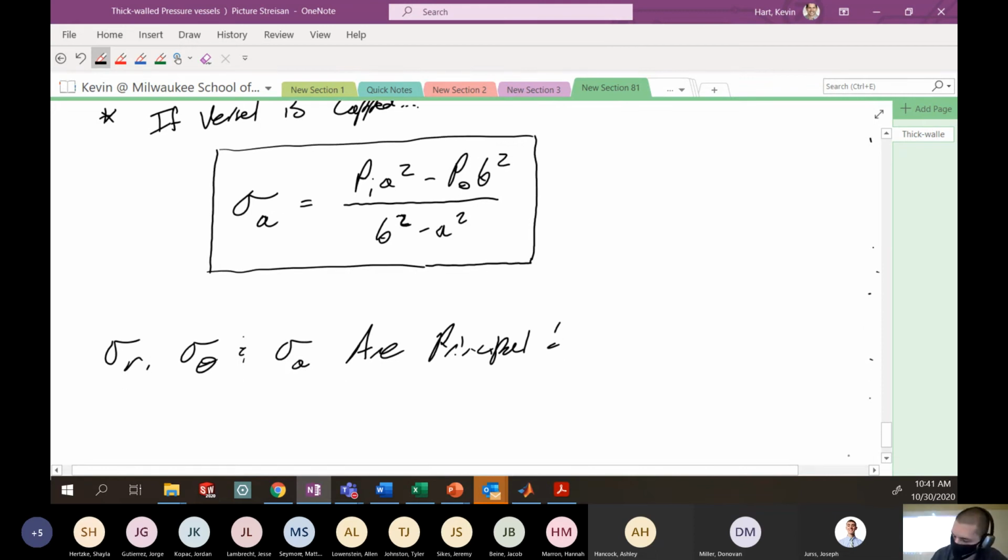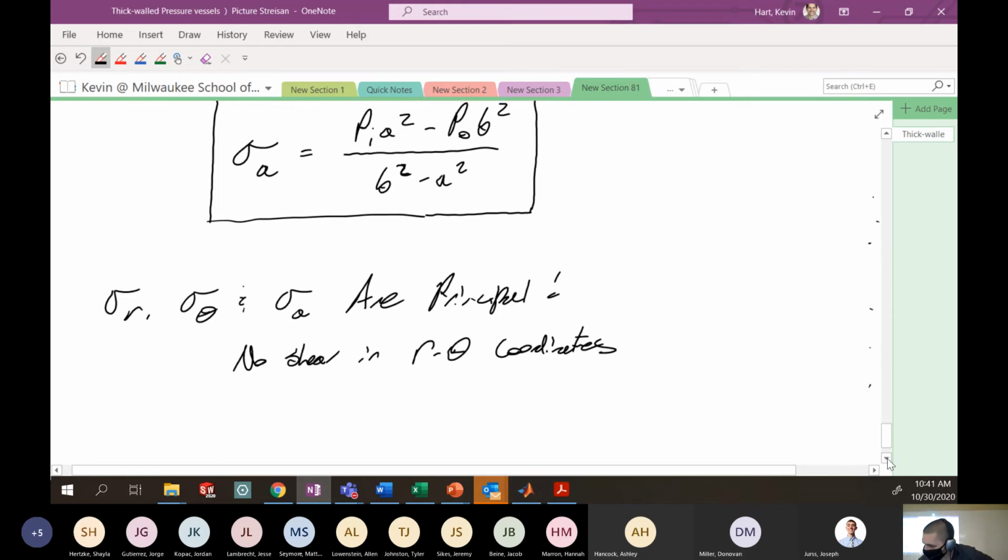That's because there's no shear in any of these in this general configuration. So there you go straight away. Sigma R, sigma theta, and the axial stress sigma A, those are principal.